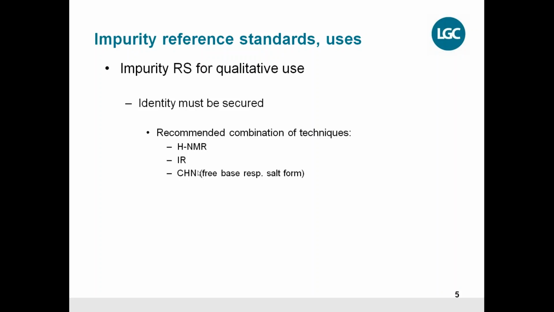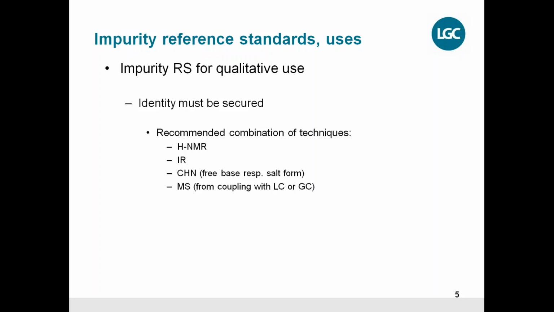CHN analysis, also known as elemental analysis, not to be confused with the elemental analysis on metals, as it is now also a hot topic in the pharmaceutical area. CHN analysis gives you very good information about the form in which you have the material present, either the free base or one of the salt forms, and CHN can give you very good information on that. We will see a few examples for that later in the presentation.